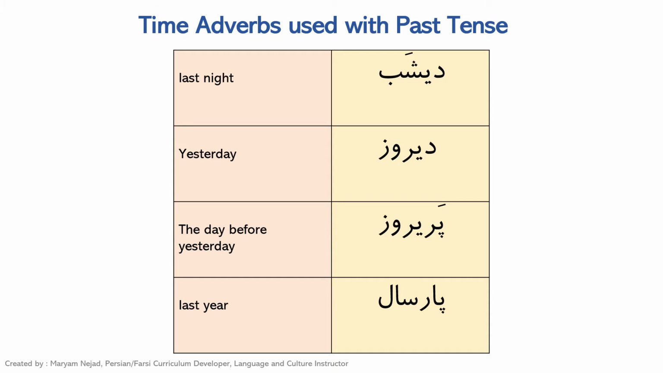In order to make some sentences in the past tense, it's also very helpful to know some time adverbs that are used in the past tense. Some of the time adverbs, you just have to memorize them. For example, دیشب for last night, دیروز, yesterday, or the day before yesterday is پریروز, or last year is پارسال. There's more to this list, but these are just the very common ones we use, which again, there's no formula to come up with this. You just have to memorize them.